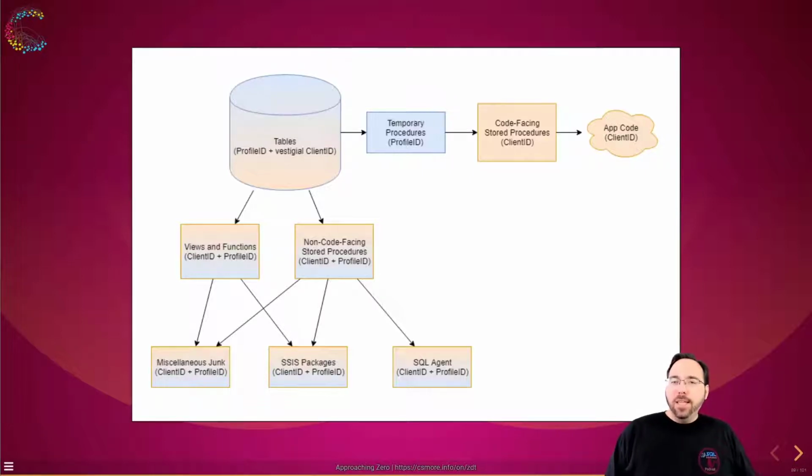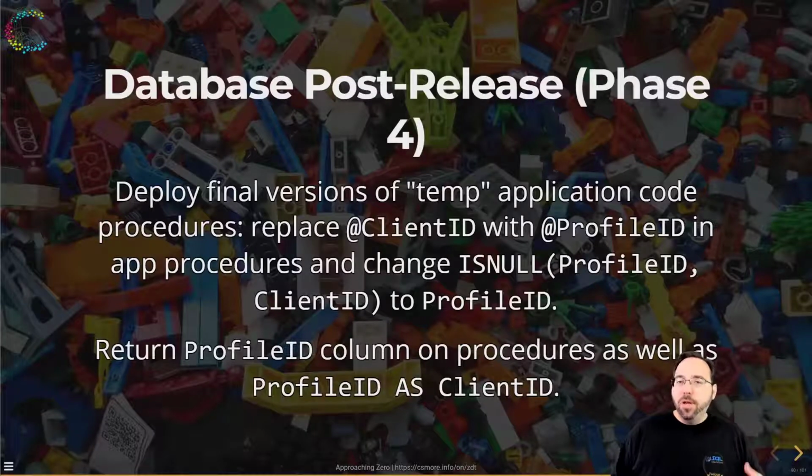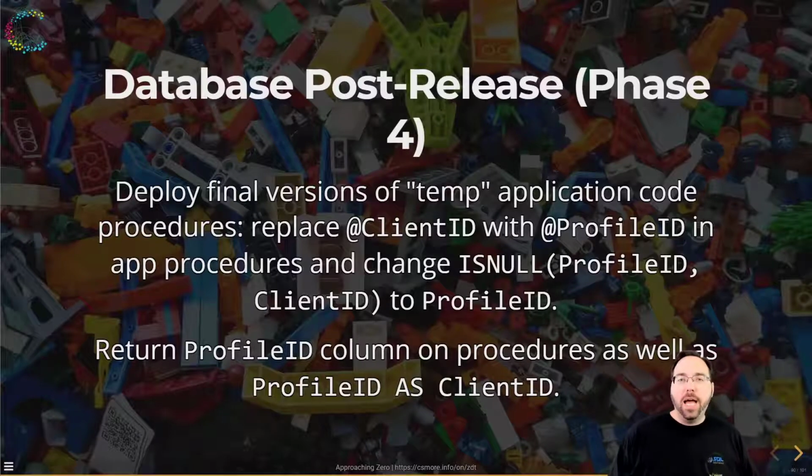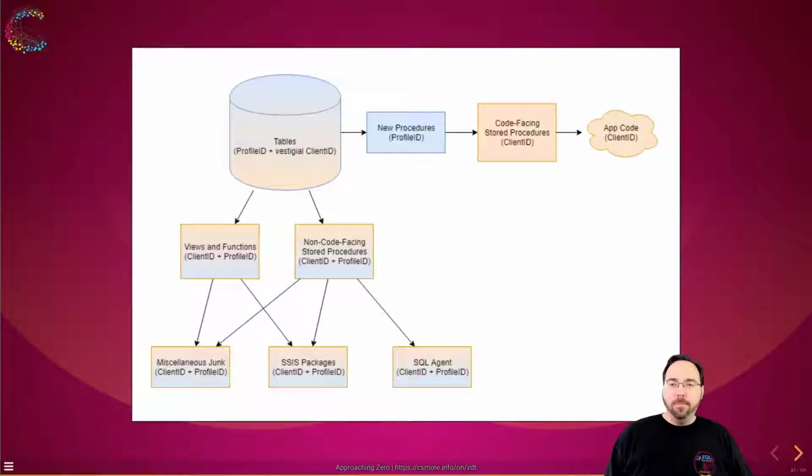What we want to do next is start the cleanup process. Deploy the final versions of our temp code procedures. Anywhere it said client ID, we can get rid of that. We can specify profile ID. We can get rid of those is null checks. Just use profile ID. We don't need client ID anymore. And this doesn't change much on the picture here, but we do have new procedures. Instead of our temporary procedures, we have permanent procedures.